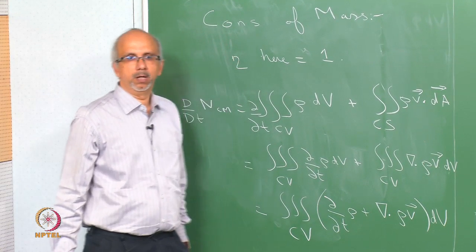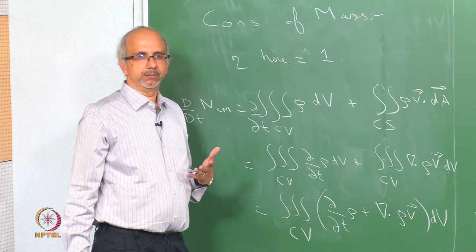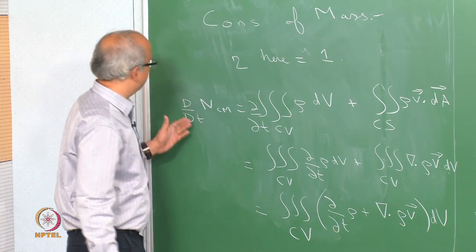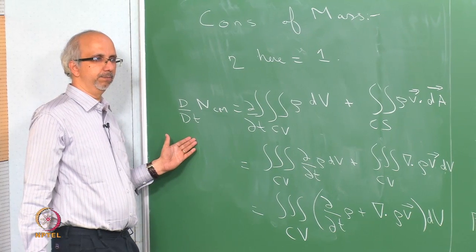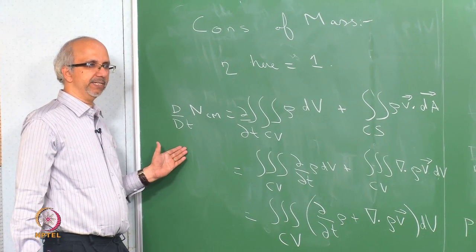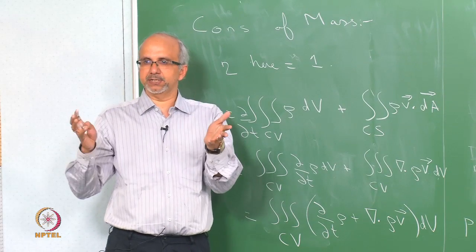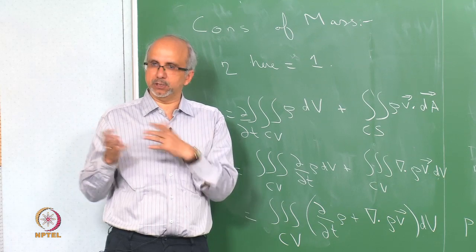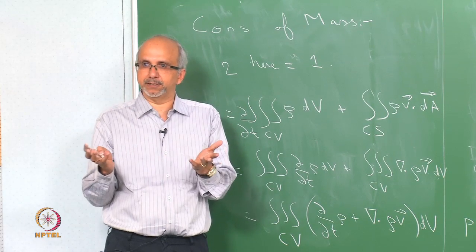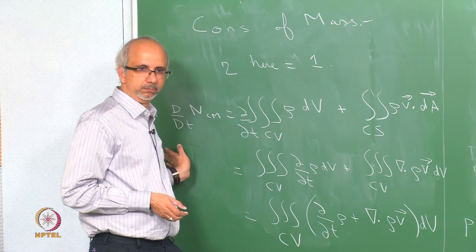Now, since we are talking about conservation of mass, I'm going to ask you, what is the left hand side? The left hand side is identically 0, because by definition a control mass has a fixed collection of particles, a fixed mass. The mass of the control mass is not changing with respect to time, the total mass present by definition does not change with time. So, the left hand side is 0.